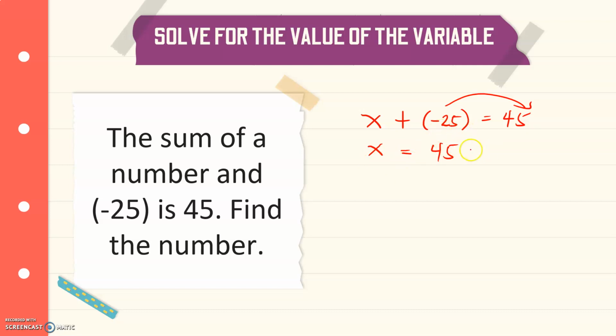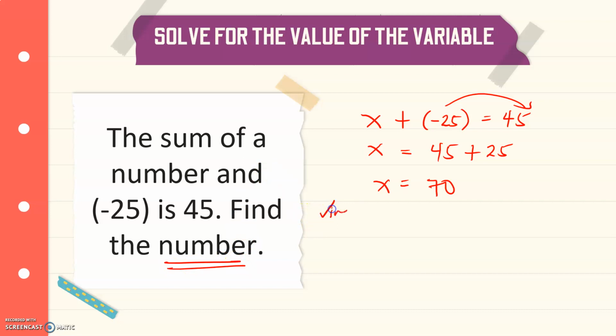This is negative 25, so when you transpose, this will become positive 25. Then we'll have 45 plus 25. That will give us 70. Therefore, the value of x is 70. So our number here is 70.